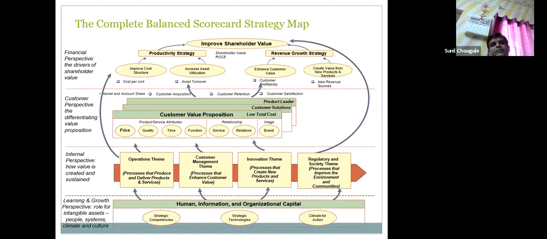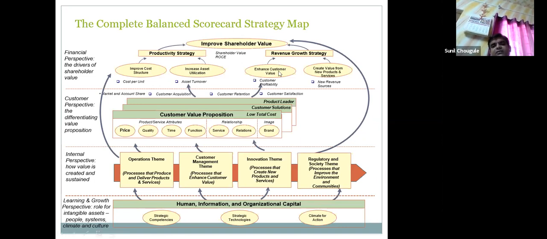This particular PPT has all the perspectives we have already discussed: financial perspective, customer perspective, internal perspective, learning and growth perspective. In financial, we have seen productivity strategy, revenue growth strategy, and shareholder value discussed enough. Now, what we see: improving productivity strategy, improve cost structure, increase asset utilization. Whatever assets we have, we have to make maximum use of them, and that should be done by our internal customers, the employees.